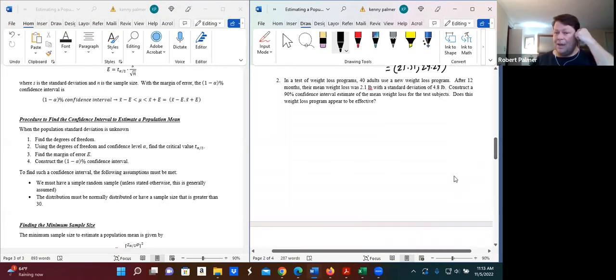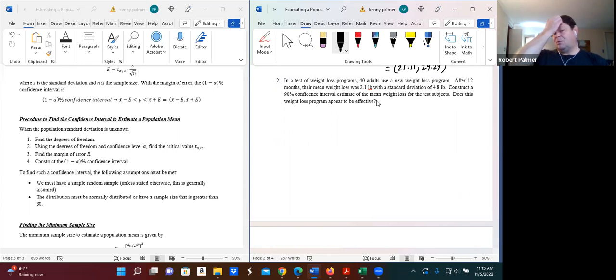This says, in a test of weight loss programs, 40 adults use a new weight loss program. After 12 months, their mean weight loss is 2.1 pounds with a standard deviation of 4.8 pounds. Construct a 90% confidence interval estimate of the mean weight loss for the test subjects. Does this weight loss program appear to be effective? So here, not only do we want to do the same thing as in the previous example, but also interpret it.